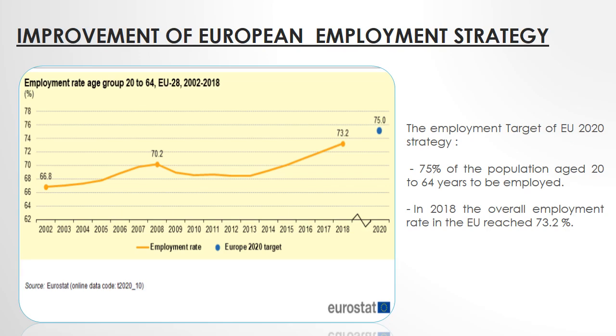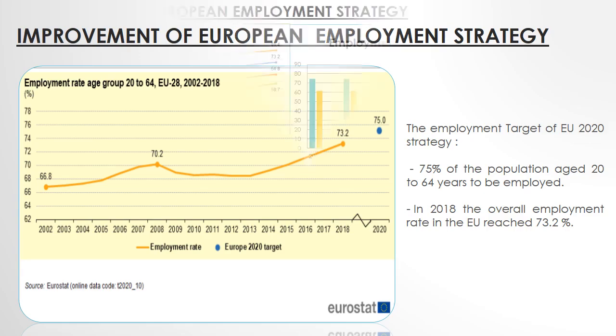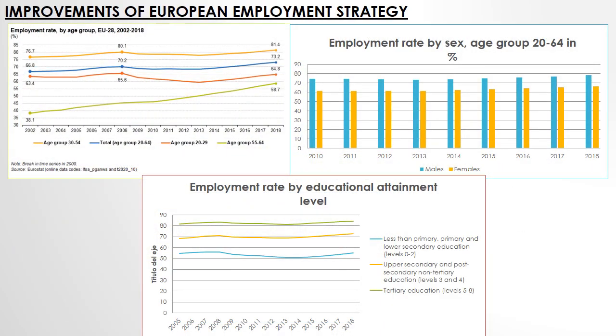So it shows a fast increase from 2013, and we can conclude that if it keeps increasing at the pace registered from 2013, the European employment target will be within reach in 2020. And we have in this part more details of this employment according to some criteria.